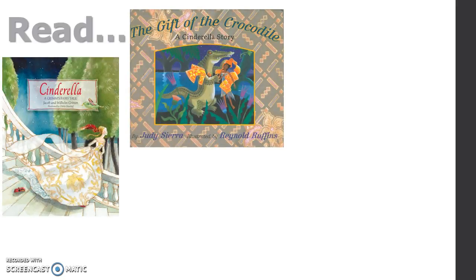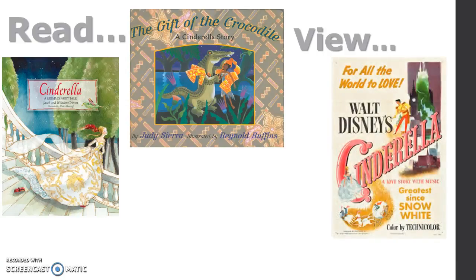So, for example, if a group chose Cinderella, they would not just want to stick with the original Grimm's fairy tale, which you see a cover for on the left. There are so many different Cinderella stories out in the world today, just many variations. One I'm vaguely familiar with is The Gift of the Crocodile, and so just how Cinderella can be retold different ways. So just reading as many different versions as they can, and that would be the goal there. And then they could also view as many different versions as possible.